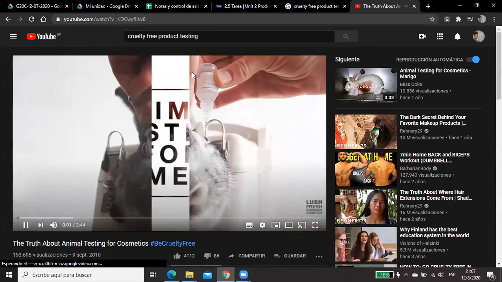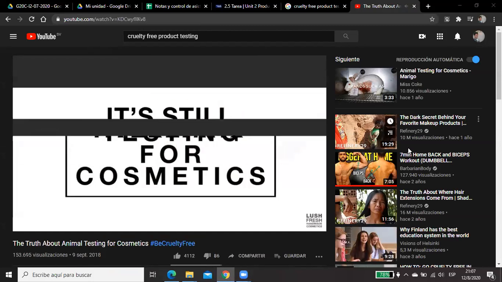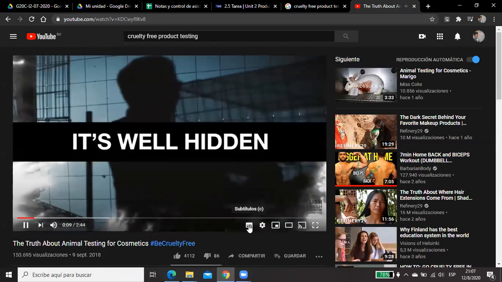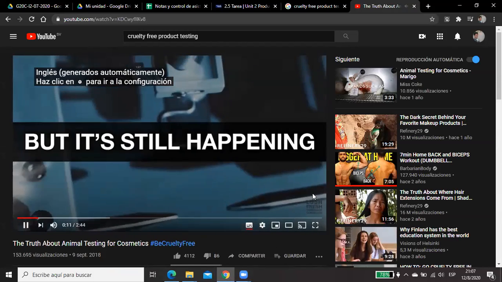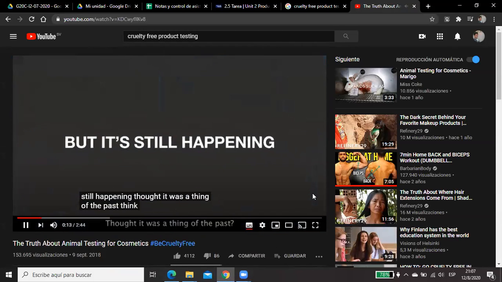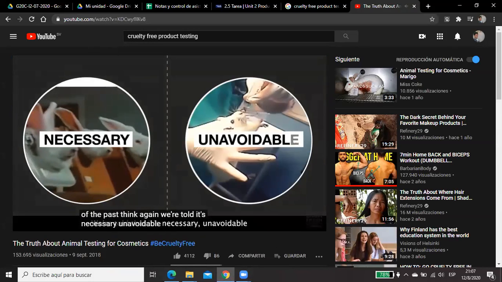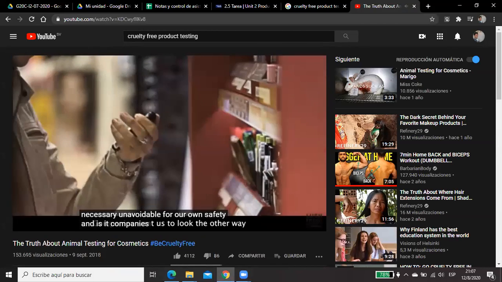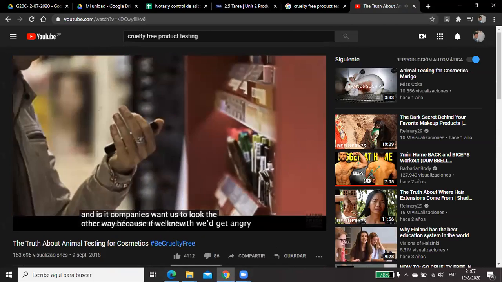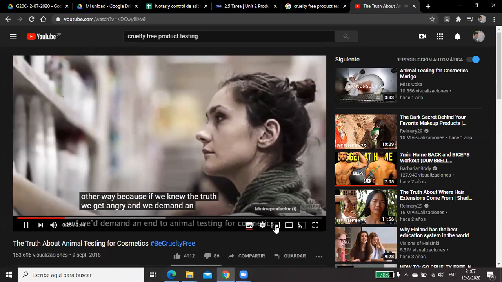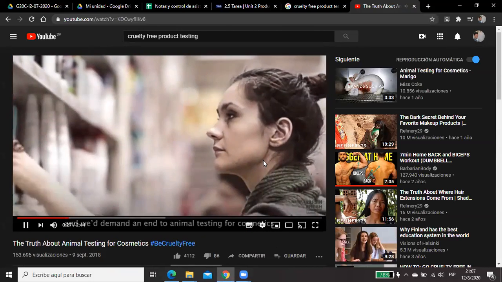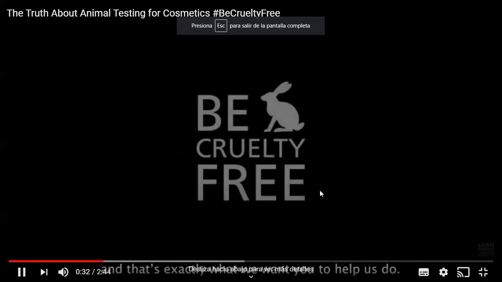Animal testing for cosmetics. It's still happening here. It's well hidden, but it's still happening. Thought it was a thing of the past? Think again. We're told it's necessary, unavoidable, for our own safety. But is it? Companies want us to look the other way because if we knew the truth, we'd get angry and we'd demand an end of animal testing for cosmetics. And that's exactly what we want you to help us do.